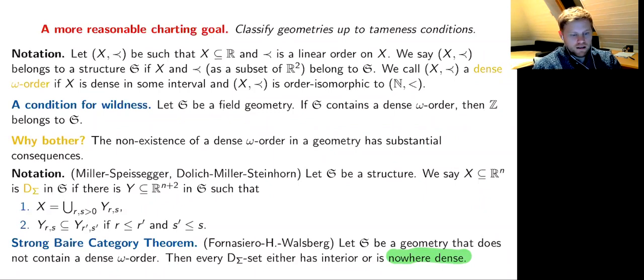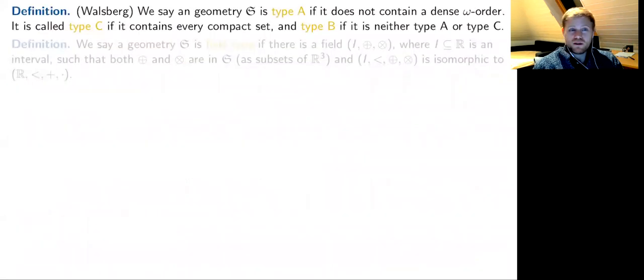Okay, but let me put this in a larger context. I really remember the one thing I want, and I still have this at the top of the slide, this charting book: classify geometries up to tameness conditions. So let's see whether, after a couple of definitions, I can draw a picture of this a priori vast space of different geometries.